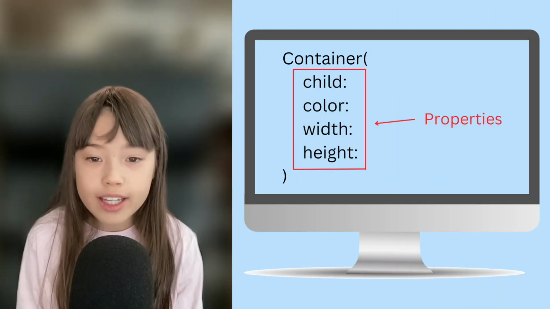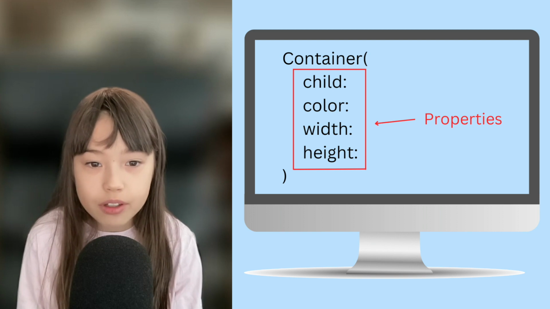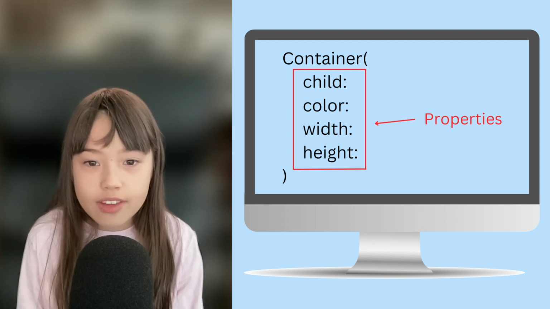A stateless widget has no internal state. All this means is that its appearance is set by the properties you give it. A widget can have many properties that define its appearance and behavior. Take the container widget as an example.